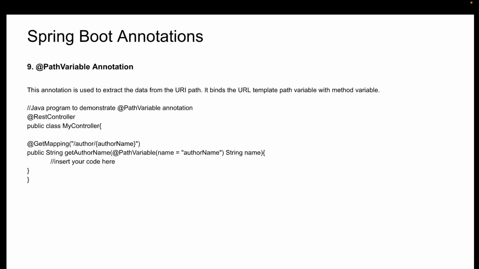Your Spring Boot application identifies, along with this GetMapping, whenever you give slash author and curly braces with something. In our method, in getAuthorName, we are passing @PathVariable name equal to authorName. By this, Spring Boot knows that authorName is a placeholder which will be replaced by some value when we hit the URL. So that value, John, replaces this entire placeholder.